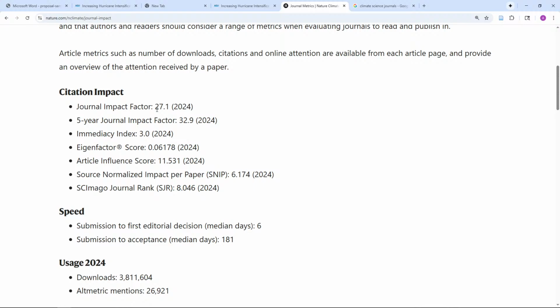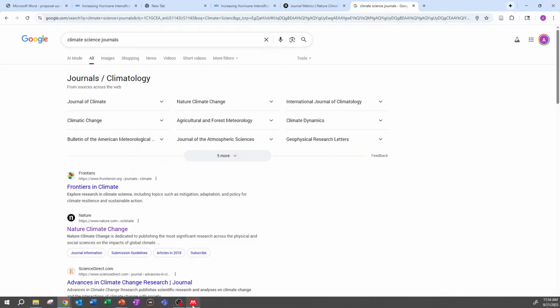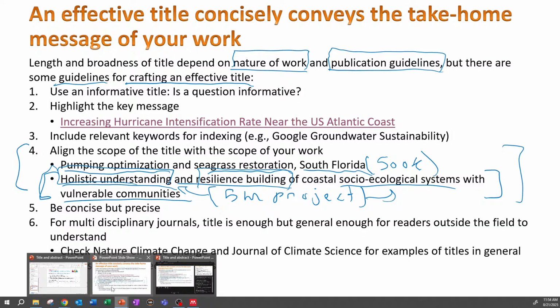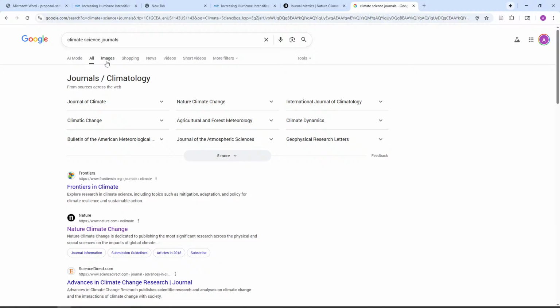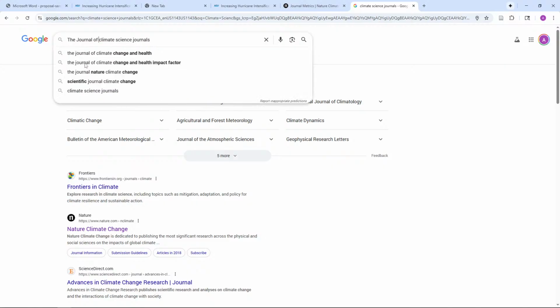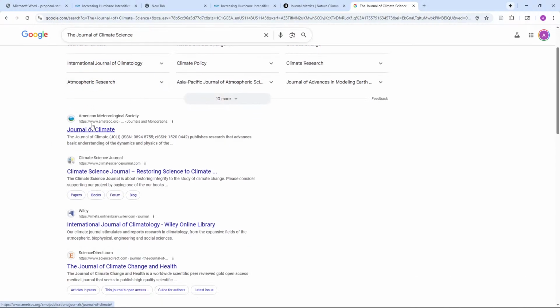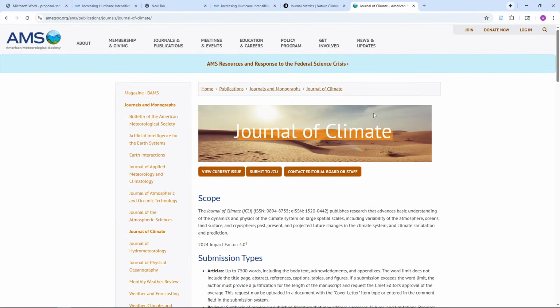That's because these are general articles. You can also see this from their topic. Let's look at this other journal, climate science. What's the name of the journal? The Journal of Climate Science. Sorry. So let's read here. Yeah, I think that's the Journal of Climate. I think that's the one.